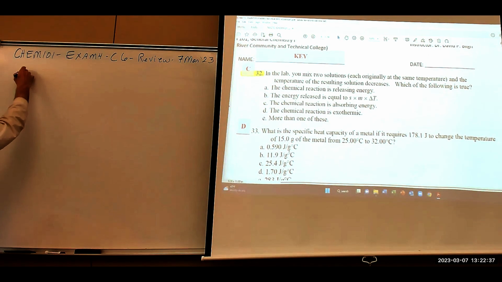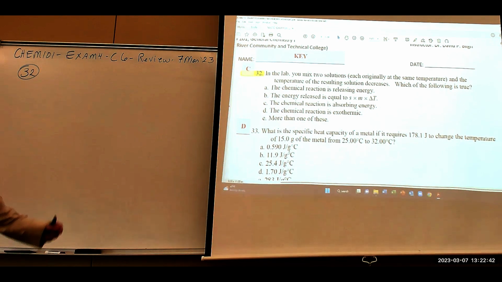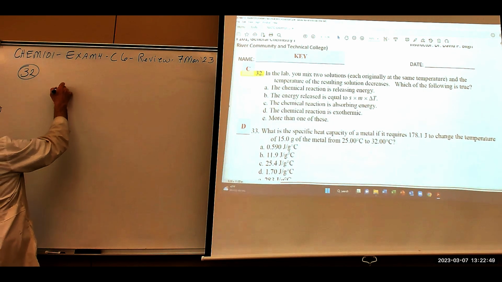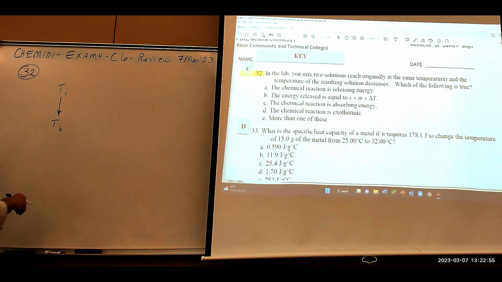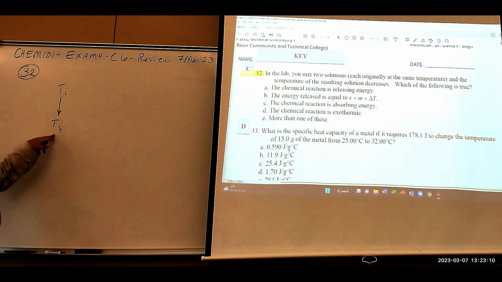How about this 32? In the lab, you mix two solutions, each originally at the same temperature, and the temperature of the resulting solution decreases. Which of the following is true? So we went from an initial temperature down to a final temperature. Temperature decrease when we put these two solutions together and they were at the same temperature. The chemical reaction is releasing energy. Actually, release energy and get colder. It can't happen. This is an endothermic process.